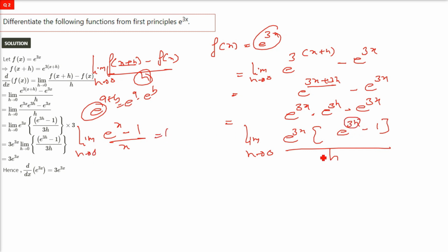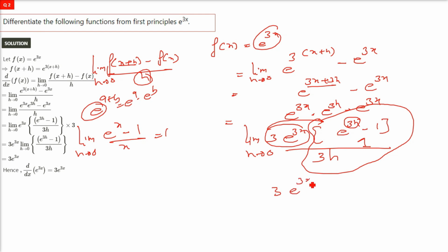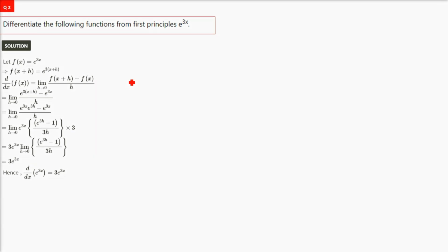This is 3h, you need a 3h in the denominator. When you have a 3 introduced, you ought to have a cancellation of 3 in the numerator as well. This whole limit is going to be 1. And then what do you get? 3 into e raised to the power 3x. This is your differentiation. d by dx of e to the power 3x is 3e to the power 3x, by using the first principle.